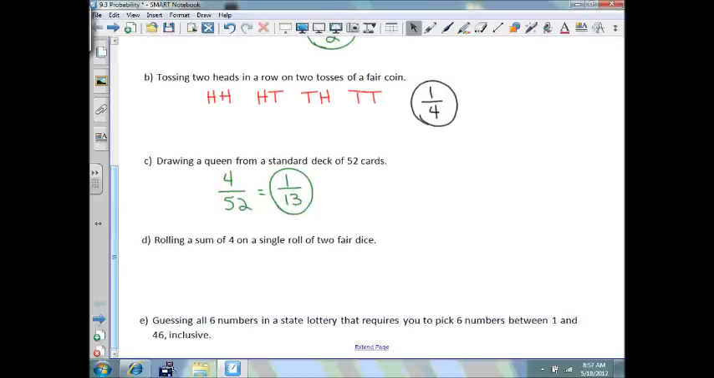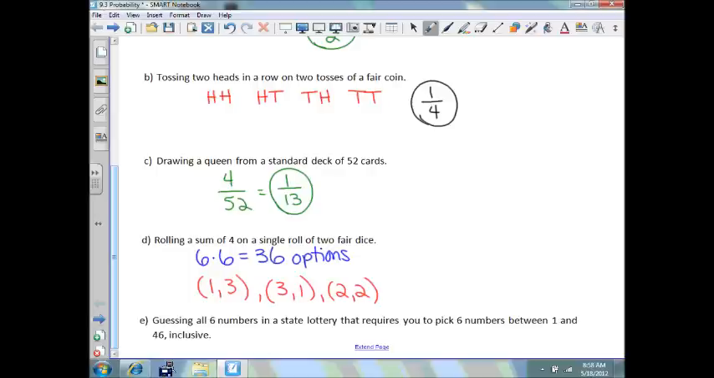Now, how about rolling the sum of 4 on a single roll of 2 fair dice? Well, because there's 6 sides on a fair die, there are 36 different options to roll on a roll of 2 fair dice. Now, the only way you're going to get 4, you're going to roll a 1 and a 3 on each die, a 3 and a 1 on each die, or a 2 and a 2. So 3 over 36, which is 1 over 12.